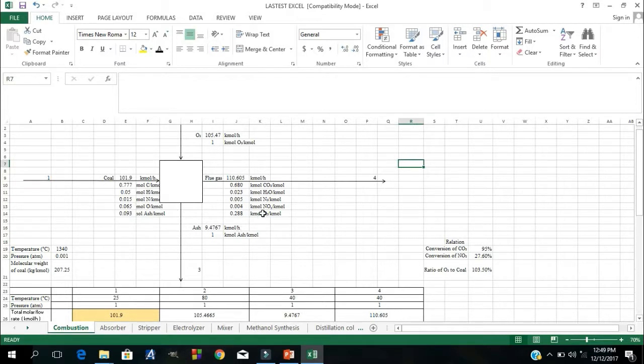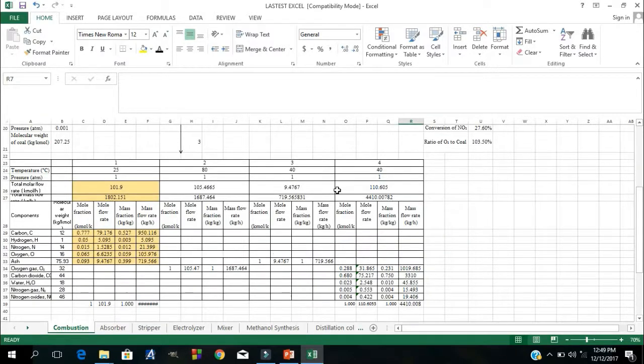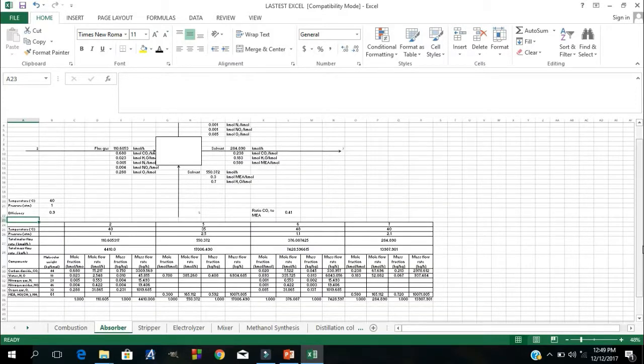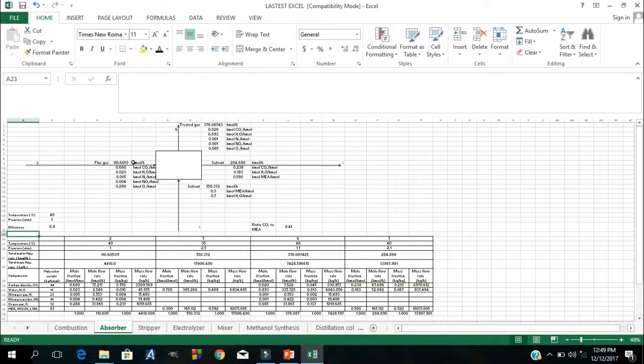The function of the combustion chamber is to produce CO2, as we want the CO2 to react with H2 to produce CH3OH, that is methanol. The stream flow produced is at 40 degrees Celsius and 1 atm, and then the stream flow will enter the absorber.